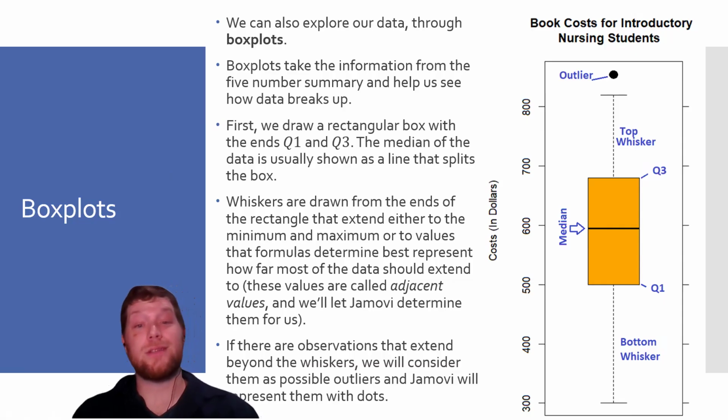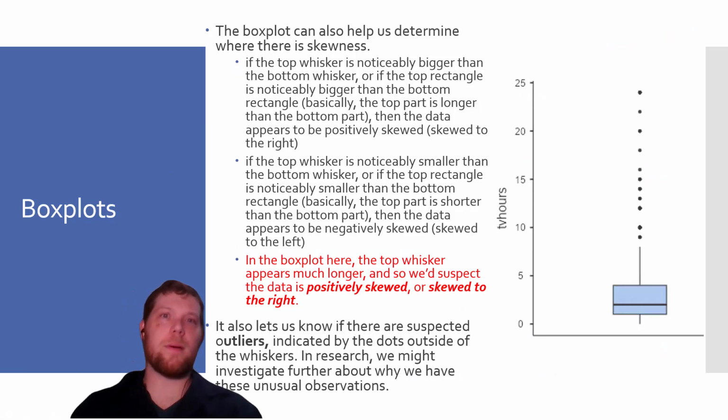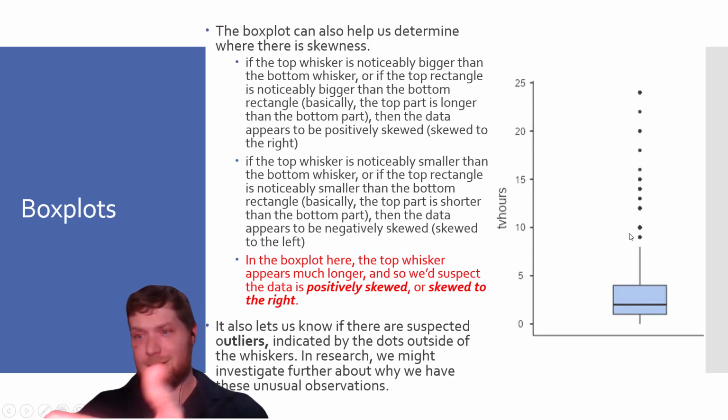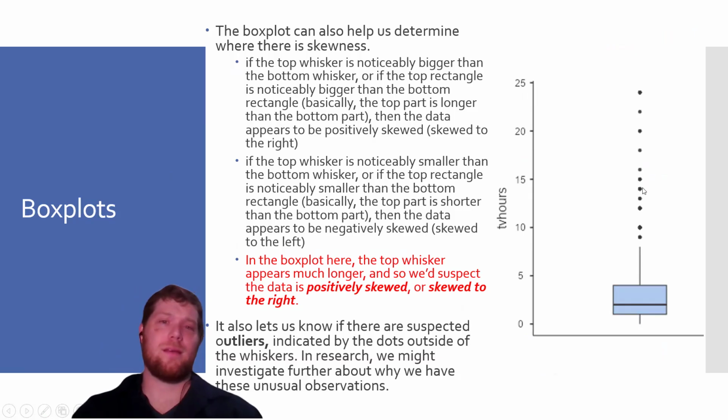But if there are observations that go beyond these whiskers, we'll consider them to be possible outliers, and Jamovi will represent them with dots. The box plot can also be used, as another example, with our TV hours. As the dots go up, it seems like for television hours, most of them, like I said, were about 0 to 10 hours, but beyond 10, these are really strange values that most of the data doesn't seem to be following.